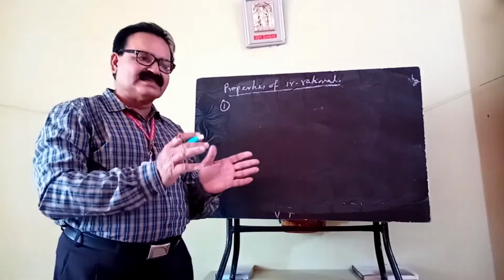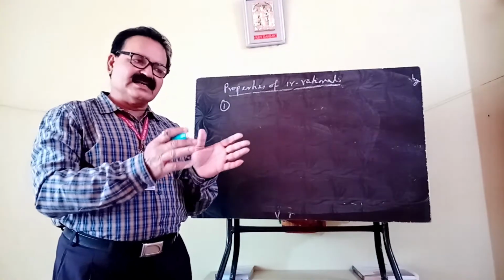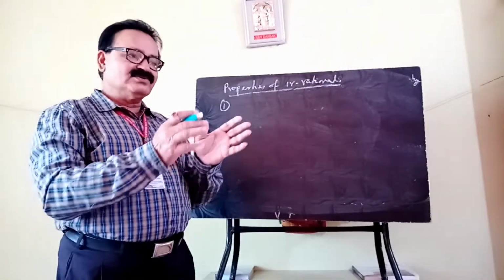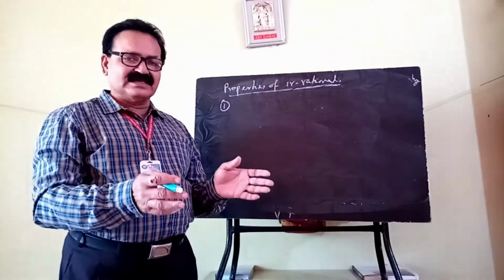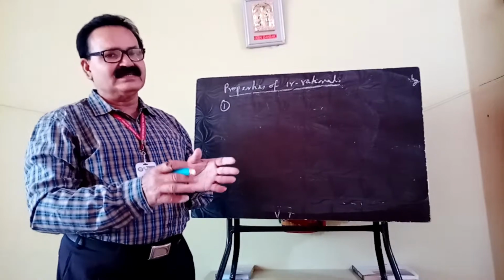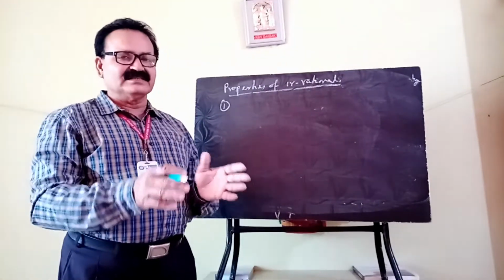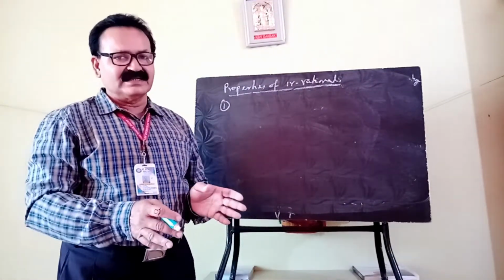That means when two rational numbers are added, the result is also a rational number. When two rational numbers are subtracted, the answer will be a rational number. If we multiply two rational numbers, then also it will be a rational number.